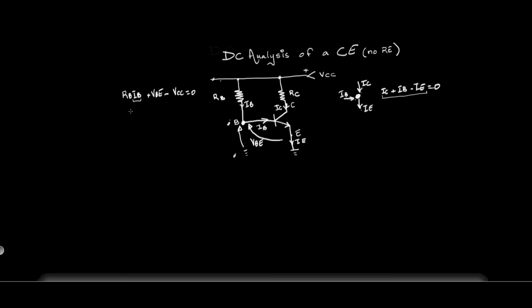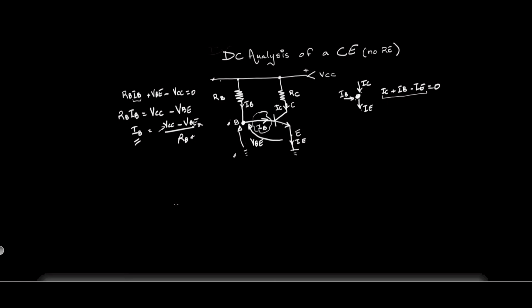And the answer is absolutely. So we can actually move everything to the side. So we would have RB IB equals VCC minus VBE. Can we now extract IB? Absolutely. And that would be VCC minus VBE divided by RB. So now we've got the current IB at least right here, in relation to these quantities, VCC, VBE, and RB.